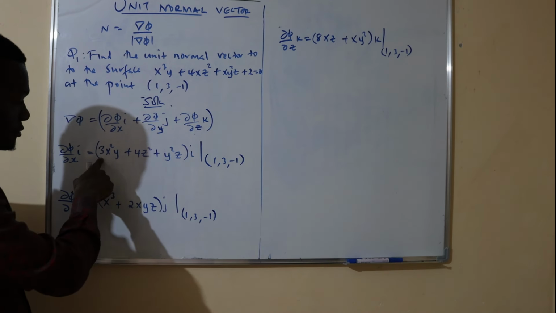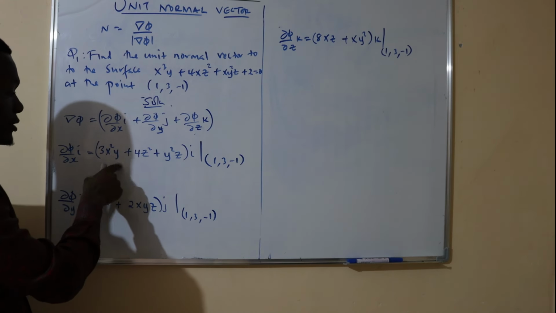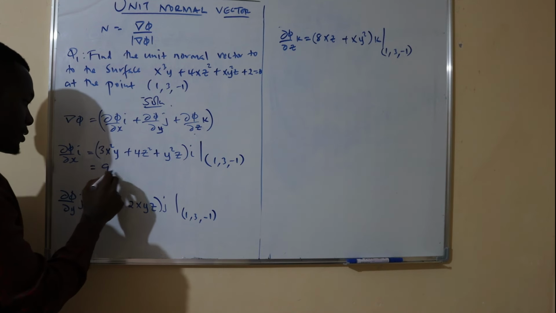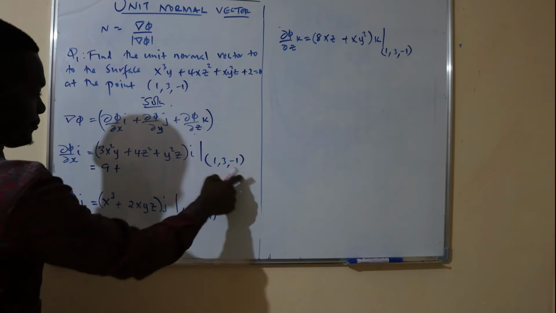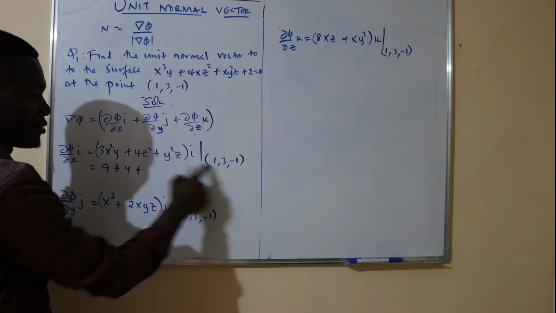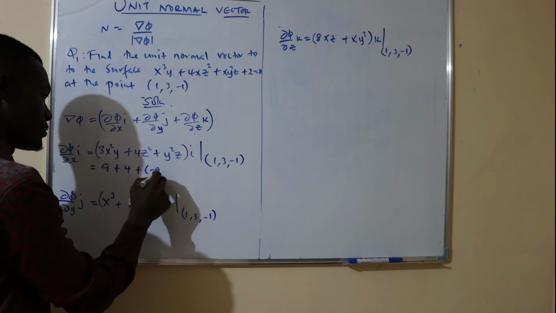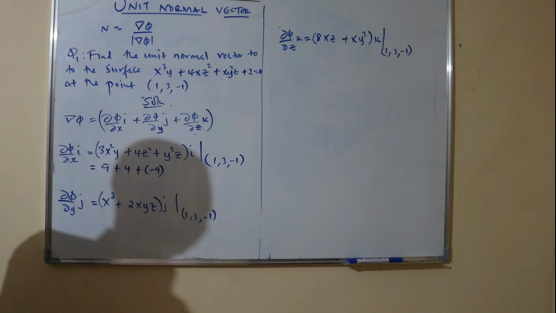So you have 3 times 1 squared is 3, then times 3, which gives us 9. Plus 4, negative 1 squared gives me positive 4, plus y is 3, so 3 squared, and z is negative 1, so you have negative 9. Is that true?